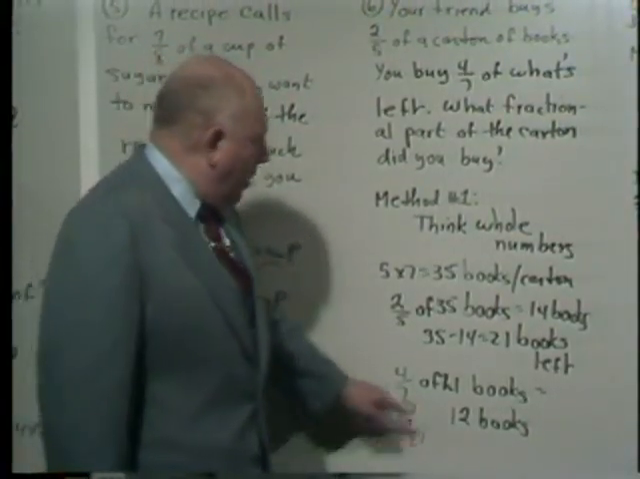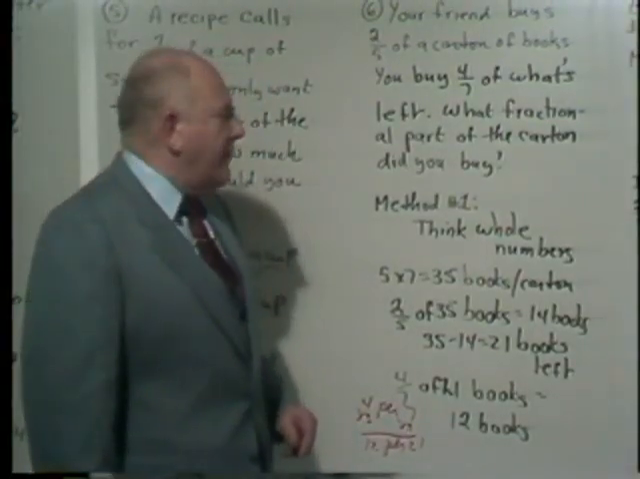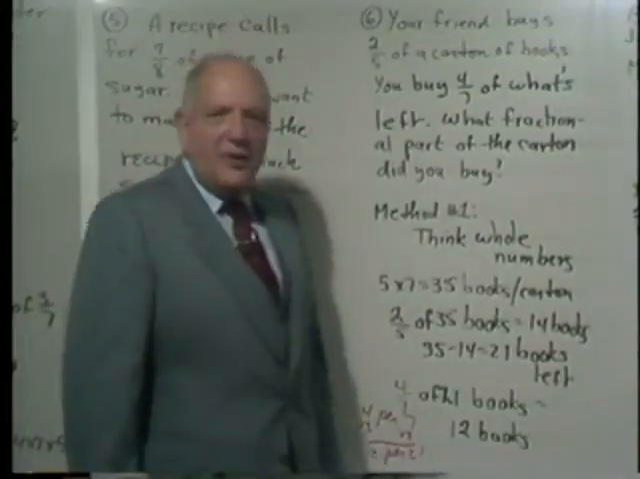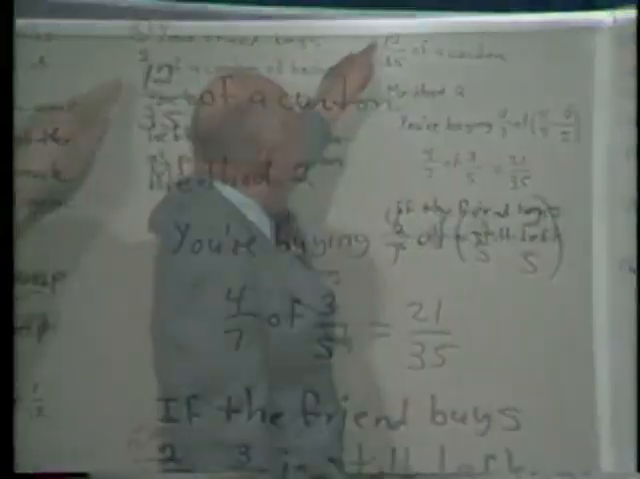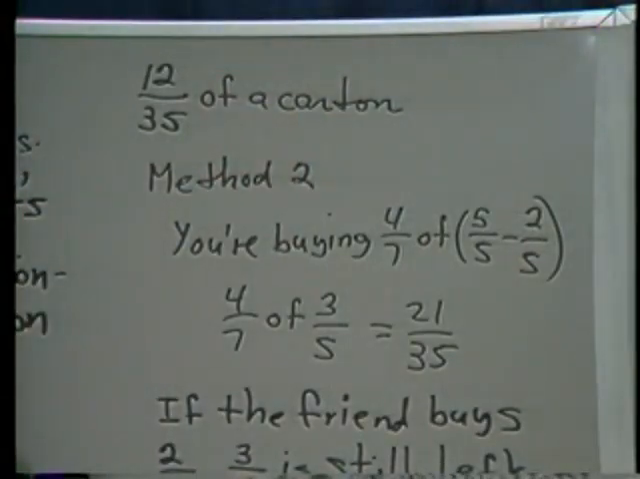So you're buying what? 12 books. 12 books out of how many? 12 books out of the 35. Therefore, what fractional part of the carton did you buy? You bought 12 of the 35 books that made up the carton. You bought 12/35ths of the carton. Follow that problem okay? All right.